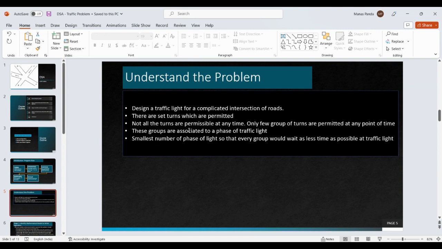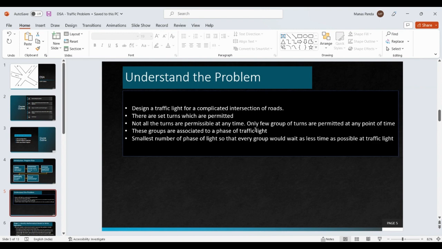And in a traffic light, what happens? There are certain turns which are permitted. All the turns are permitted, but a number of turns cannot take place simultaneously. That is the only important factor that we have to look into, because it is not possible to do simultaneous turns, as they may conflict and there will be a collision between vehicles.